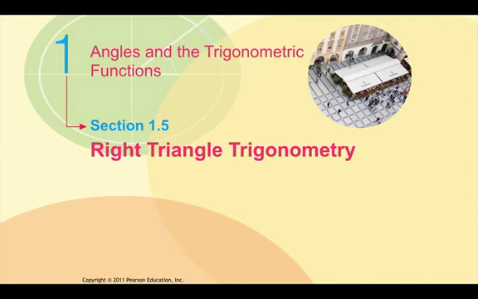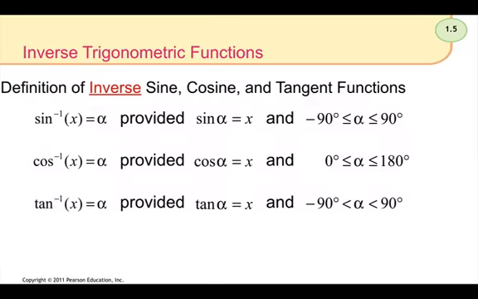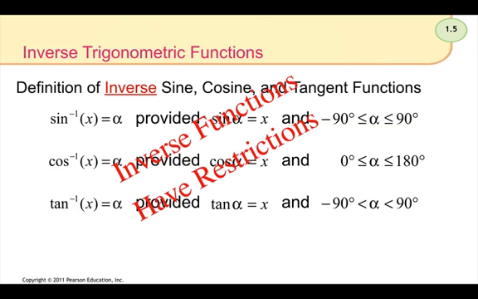Here's section 1.5, right triangle trigonometry. Let's go over the following definitions. So you can just read them, but basically this is what you need to know. These definitions are basically going to help you find angle measurements. And another thing that you should also just remember is that inverse functions have restrictions.